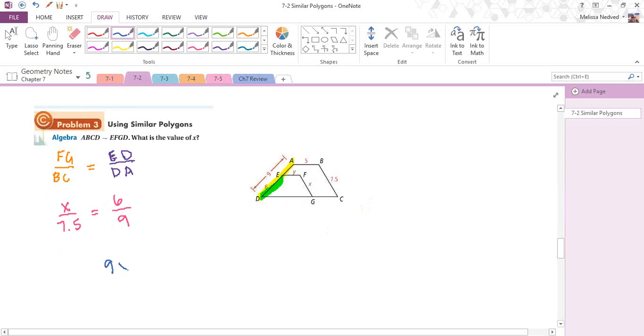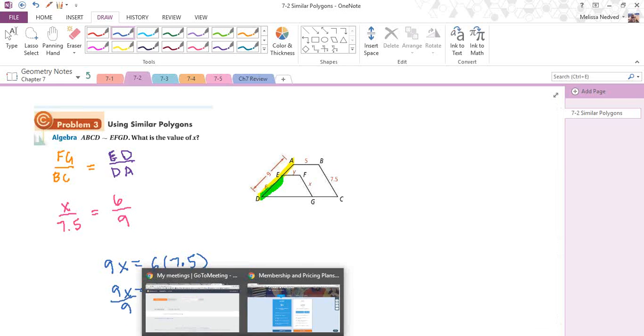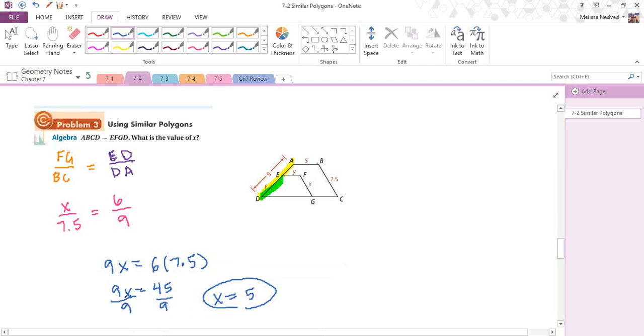x times 9 is 9x, equal to 6 times 7.5. So 9x, 6 times 7.5 is 45. So 9x equals 45. Divide both sides by 9. x equals 5. And that's what you're looking for here.